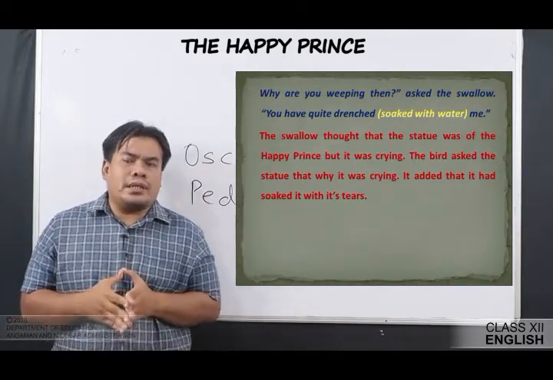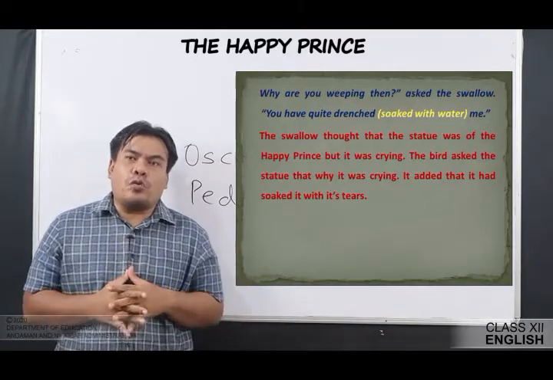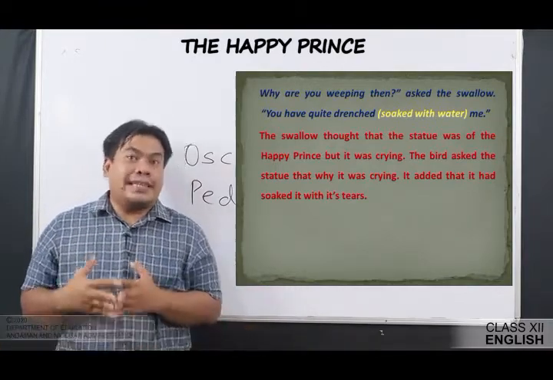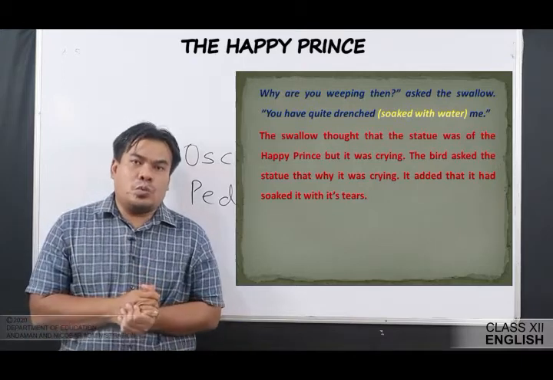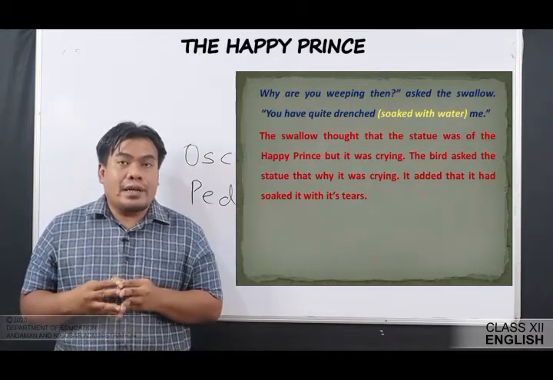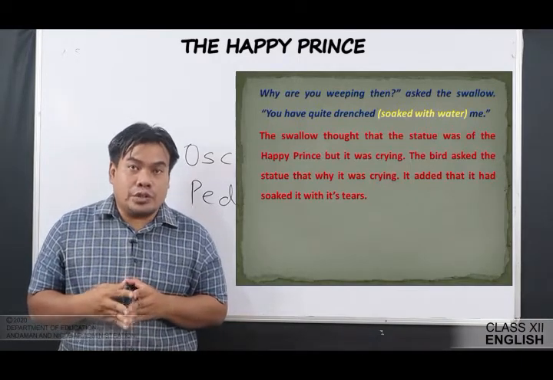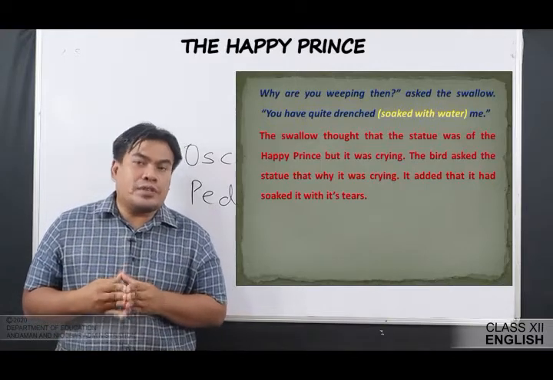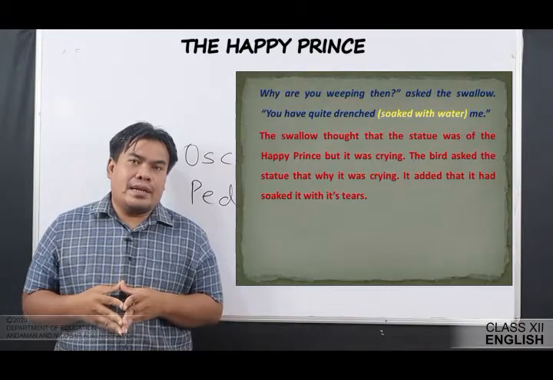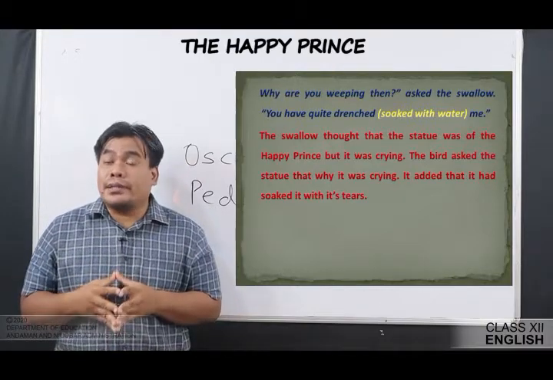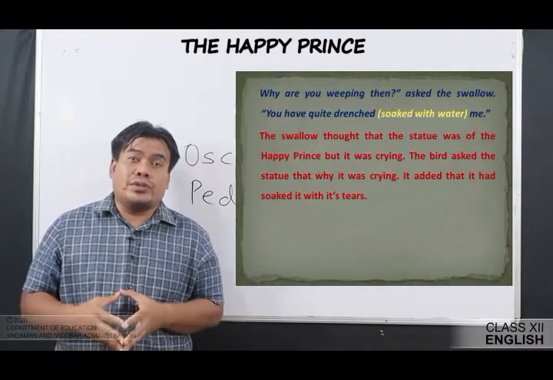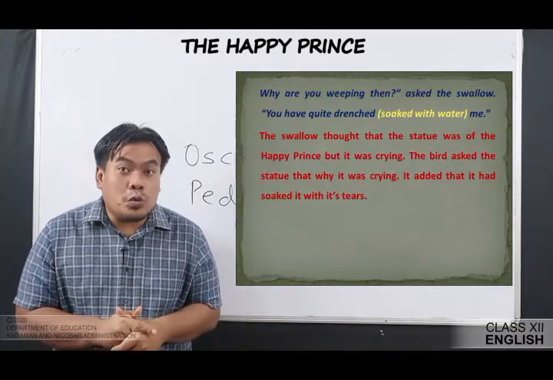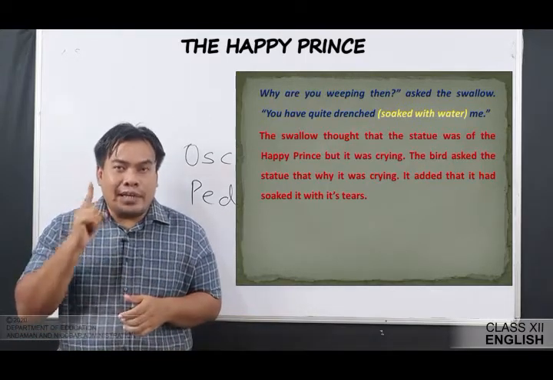The swallow, that is the bird, is asking the statue, the happy prince. "You have quite drenched me." Here the meaning of drench is soaked with water, because the swallow was now completely wet because of the tears of the statue. The happy prince was crying. The bird asked the statue why it was crying. We'll have to find out in my next class why the statue was crying, and what must have happened to the swallow.